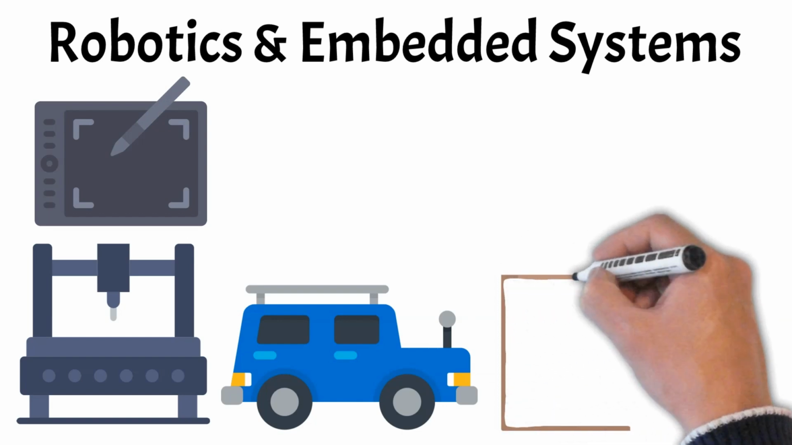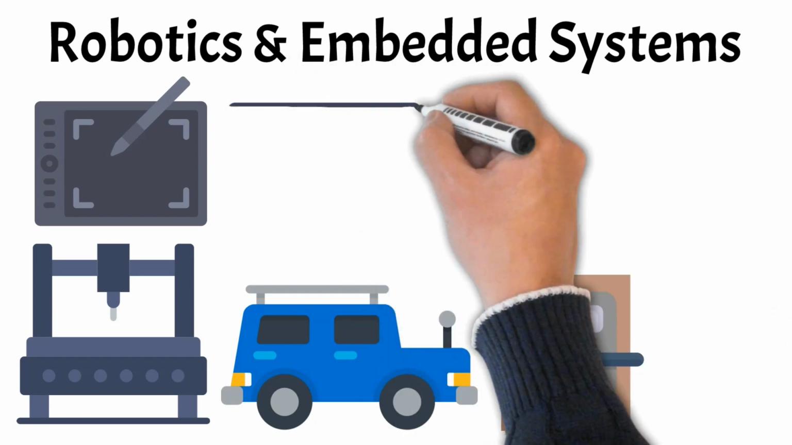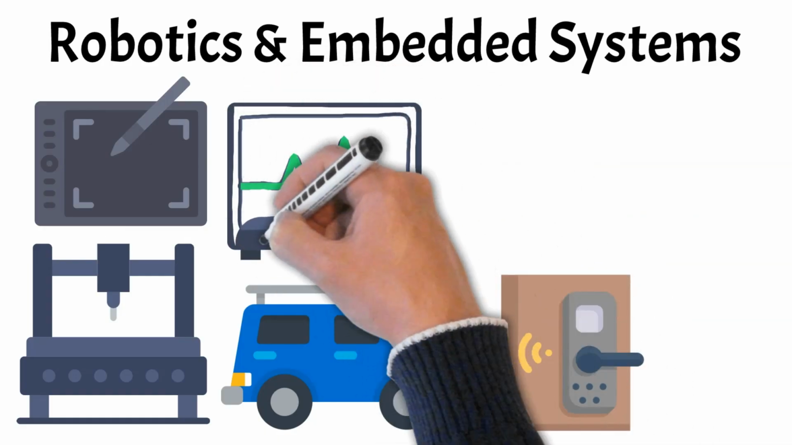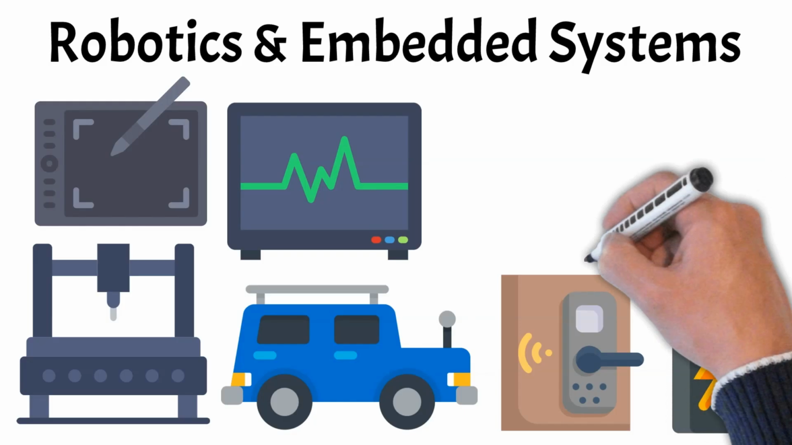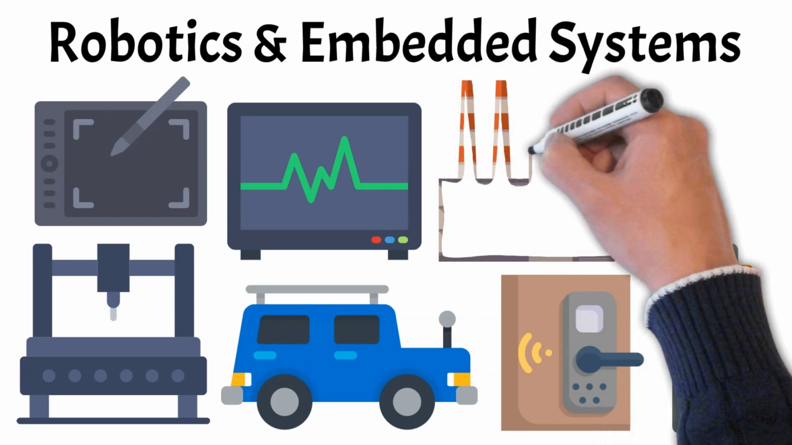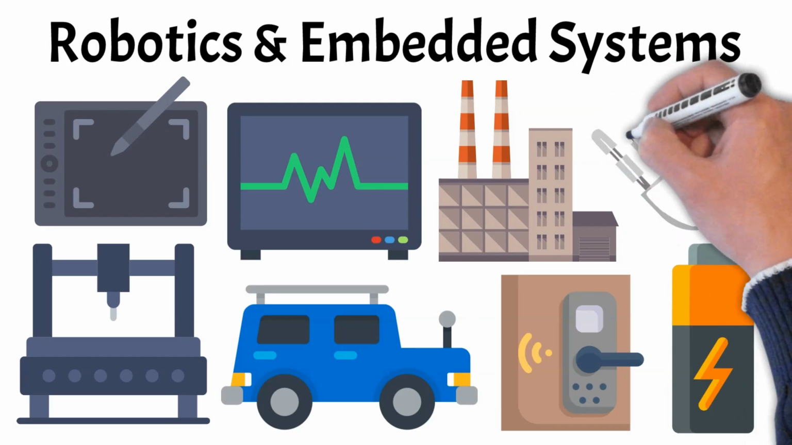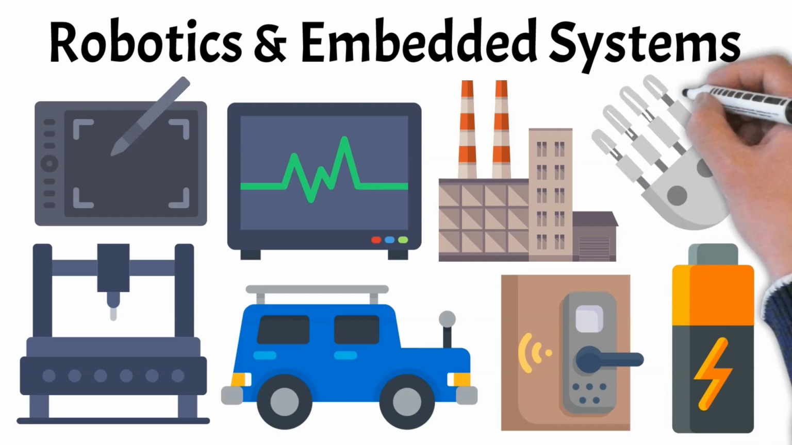Embedded systems, on the other hand, are specialized computing devices built into everyday objects like smart appliances, medical devices, and automotive systems. These systems often require real-time performance and efficient power usage. Whether it's automating tasks in factories or enabling smart home technologies, robotics and embedded systems play a key role in merging the digital and physical worlds.